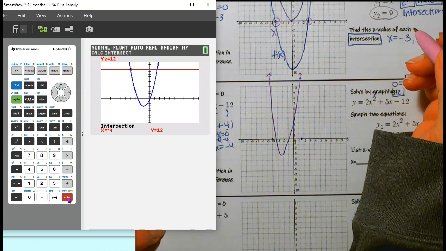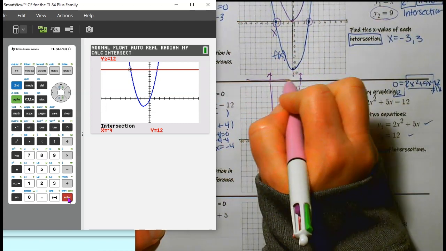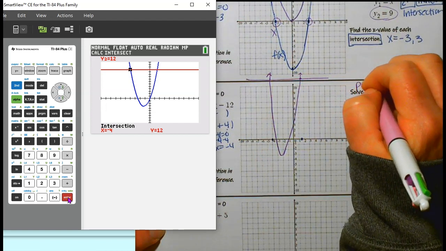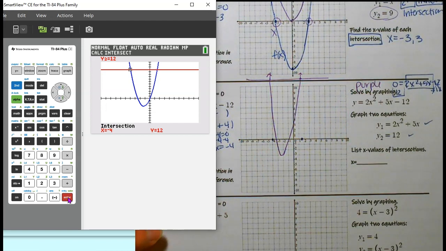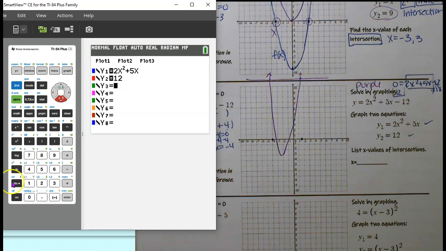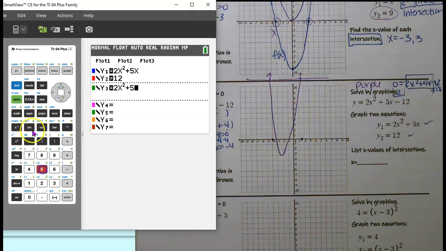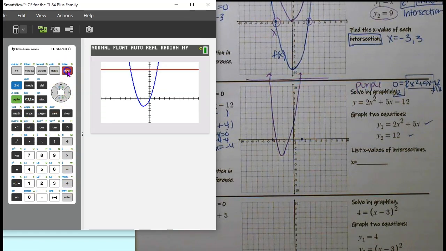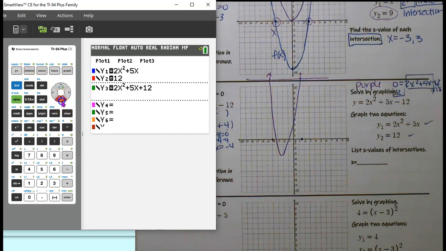Something like that. And then it crossed here at 12. So this is the purple one. And then if we threw in the other one into the graph, we could see it graph. It's 2x squared plus 5x plus 12, 2x squared plus 5x plus 12. Wait, it's -12. -12. There we go.